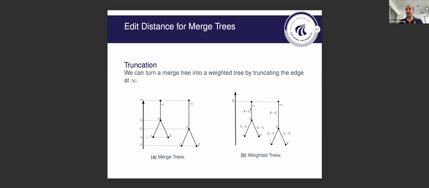to one edge. And this indeed turns out to be a very good idea, because if we take a couple of merge trees, then truncate at the same height the edge that goes to infinity, obtain the weighted trees and compare them with the edit distance that we defined, it turns out that this number is independent of the height at which we truncate them. And so we can take merge trees, truncate them, take the weighted trees and compare them, and this is a well-defined number. And so we can define the edit distance also for merge trees.